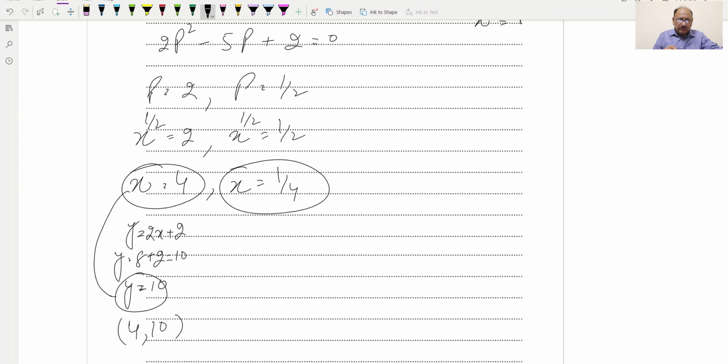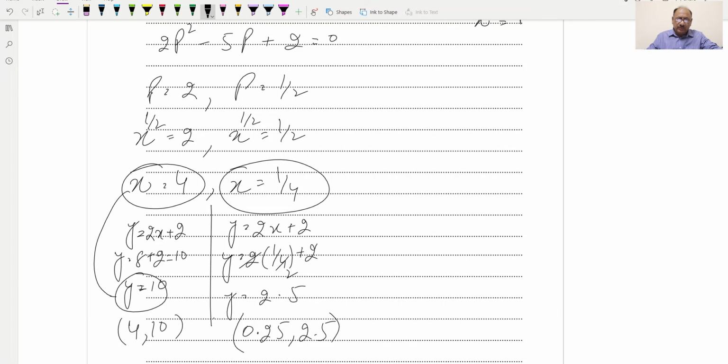And the second value is x is equal to 1 by 4. So y is equal to 2x plus 2, and y will be equal to 2 into 1 by 4 plus 2, and y is equal to 2.5. So our point will be (1 by 4, 2.5). 1 by 4 is 0.25, so the point is (0.25, 2.5). This will be our point which we have written.